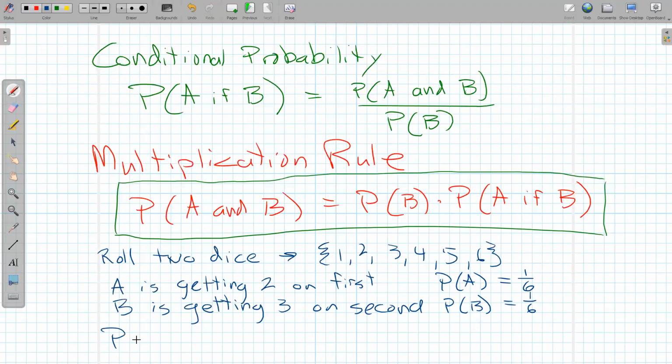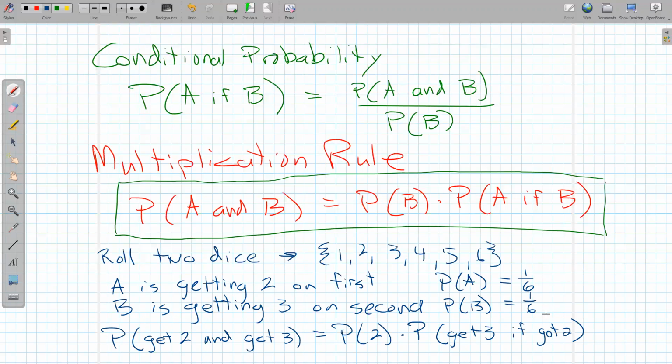Now, what's the probability I get a 2, and on the second roll, I get a 3? And according to this formula right here, that would be the probability of a 2 times the probability of getting a 3, excuse me, if I already got a 2.